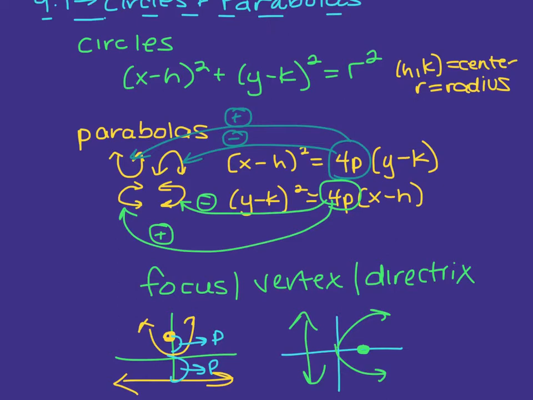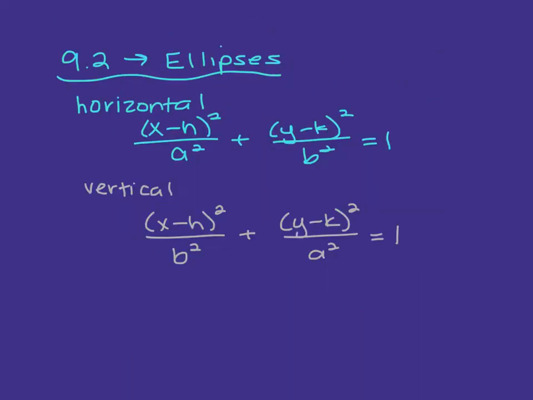And again, the focus would obviously be a point. The vertex would be a point. The directrix is a line. You're going to get given two of those three pieces of information, and then from there you've got to figure it out. Again, that was on your quiz.